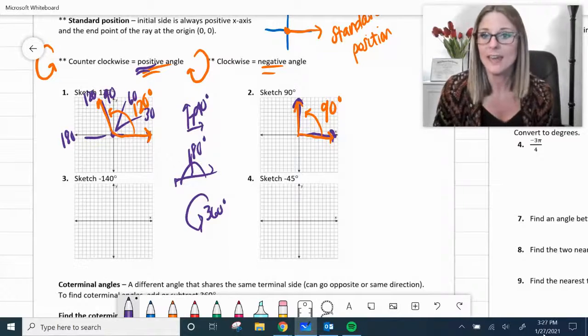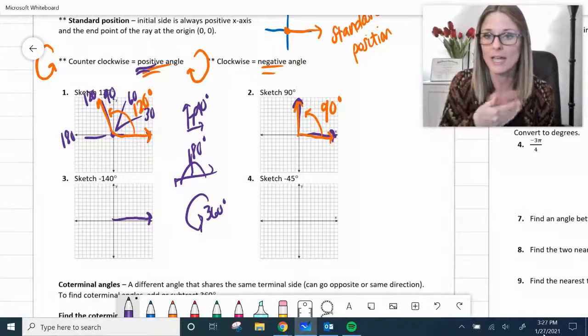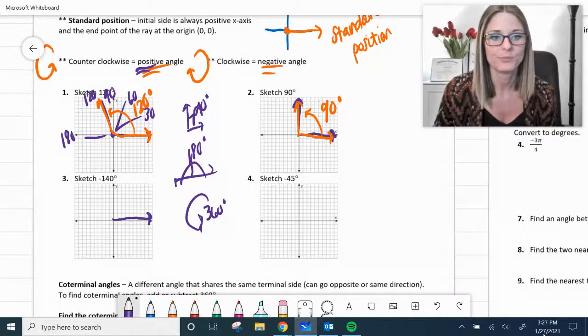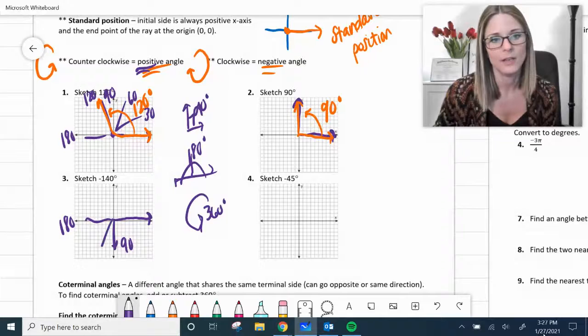Number 3, sketch negative 140 degrees. We're still going to have a standard position starting with the positive x-axis. We want negative, so we're going to go down and around. So we already know straight down, that would give us 90. All the way across would be 180. That's too much. So what do I need to do in between? If we did a third of the way, that's another 30 degrees, 120. And another 30 degrees would be 150.